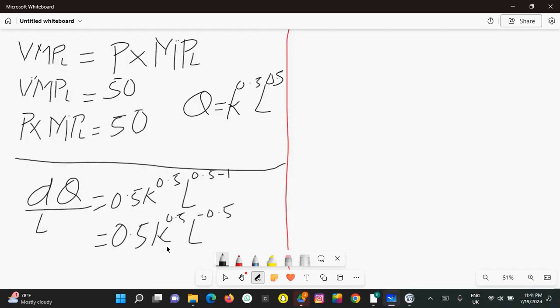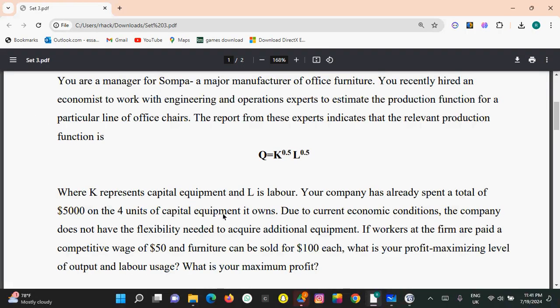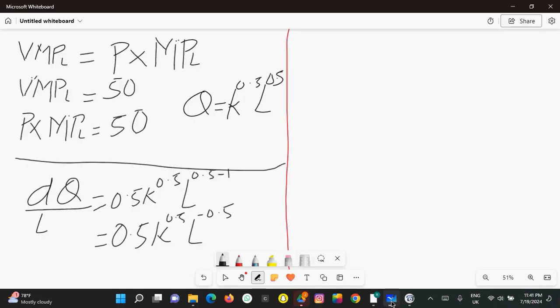Right. Remember in the question, they told us that K is fixed at 4. Remember in the question, they told us that your company has already spent a total of 5,000 on the 4 units of capital it owns. So it means that K is 4, right?